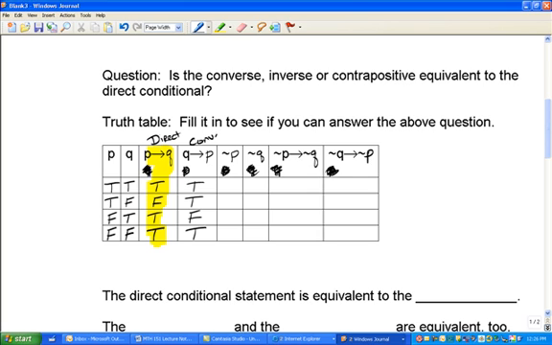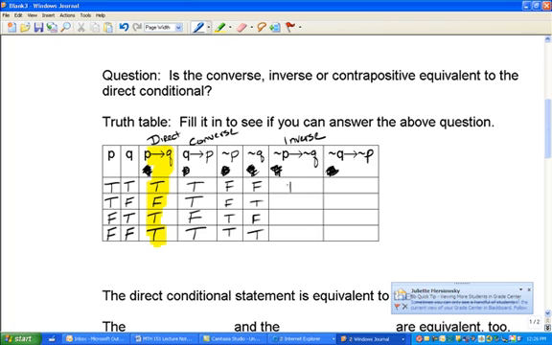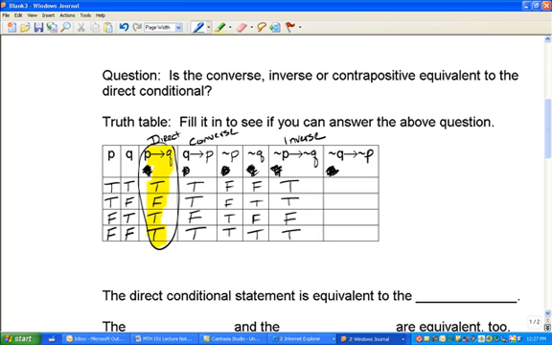So let's do our negations of P and Q. P first, now Q: false and true. Now we're doing the inverse. Let's see if that's equivalent. So if false, then false would be true. If false, then true would be true. If true, then false would be false. And if true, then true would be true. And comparing it to our direct, again, we see they're out of order. So the converse is not equivalent, nor is the inverse.